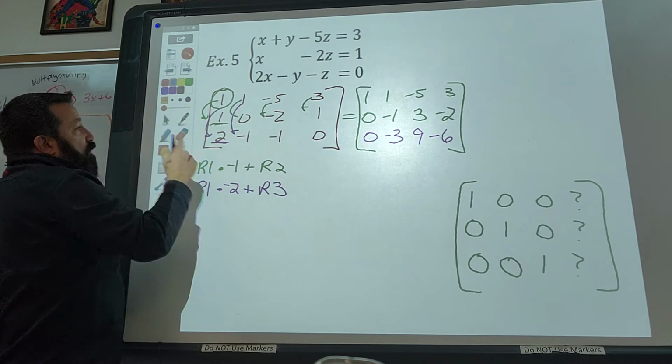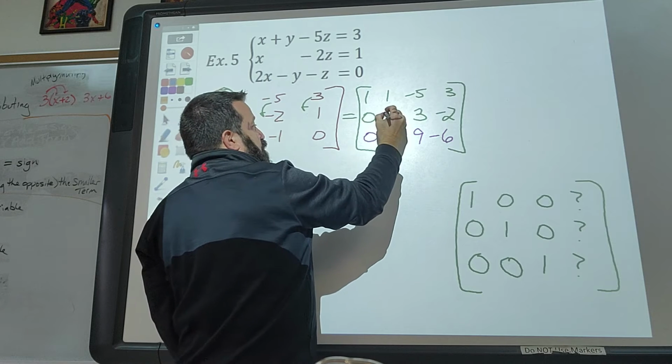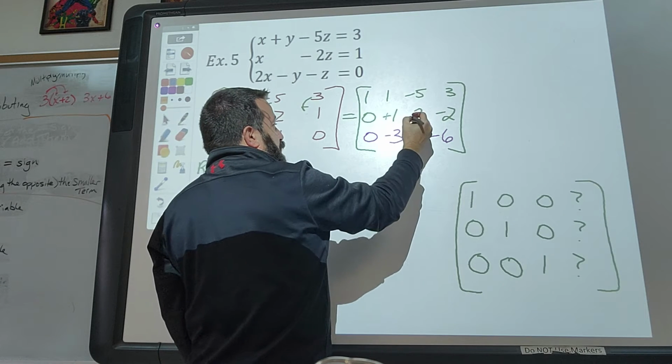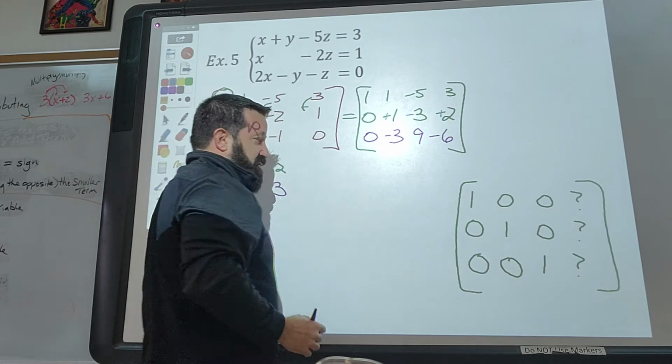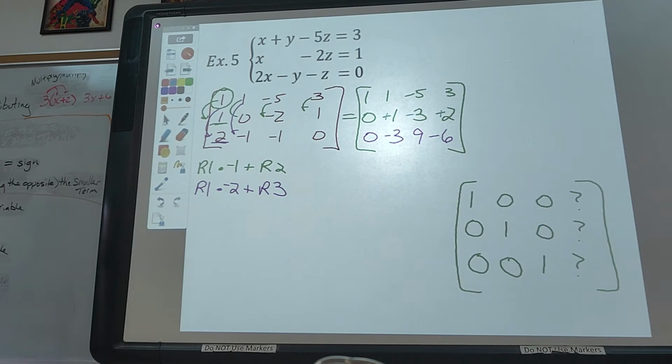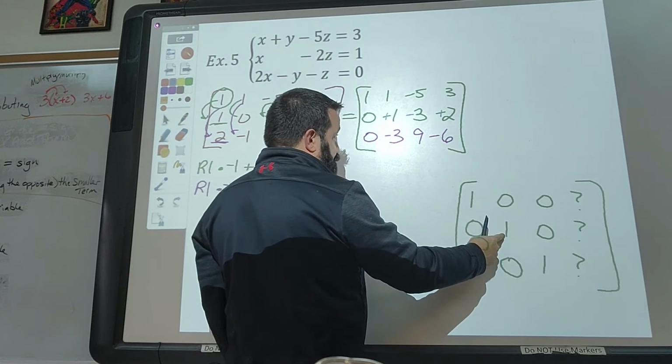On the second row, I can just change everything to its opposite. The opposite of 0 is still 0. The opposite of negative 1 is 1. The opposite of 3 is negative 3. And the opposite of negative 2 is a positive 2. I could show that as a complete new step, but I'm lazy, okay? But that gets me my 1 in place here.